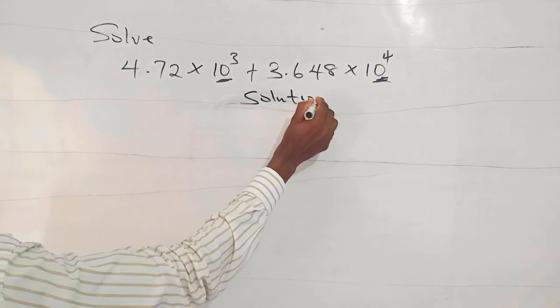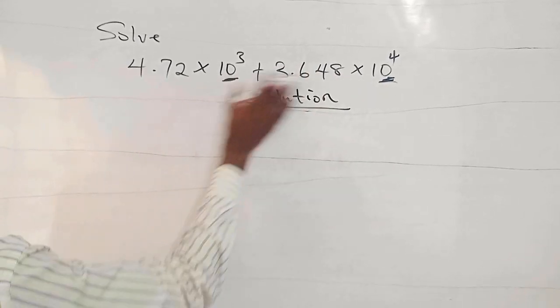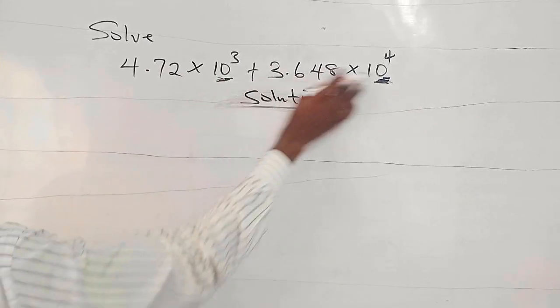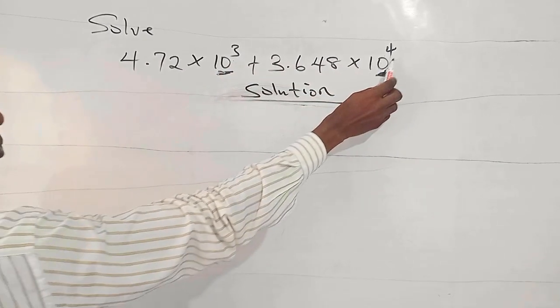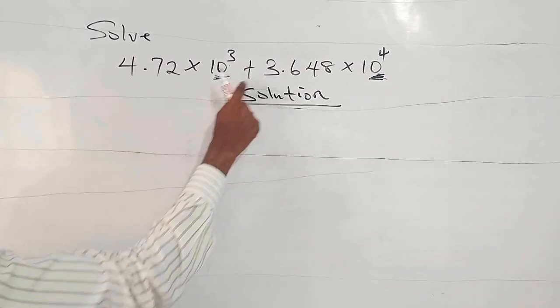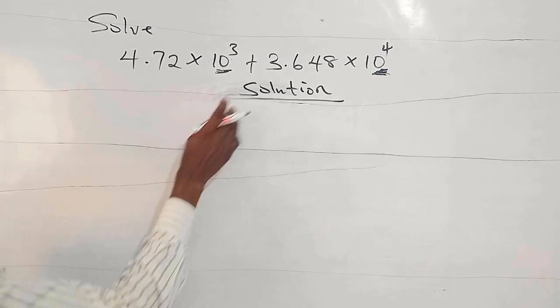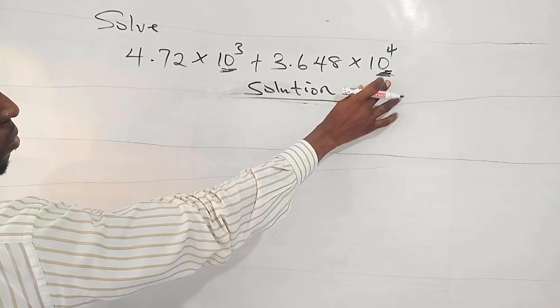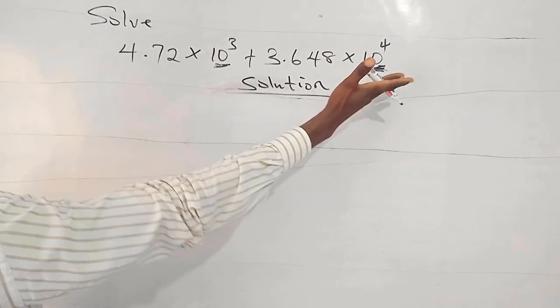Okay, addition of standard form. Solution. To add numbers in standard form, we must make sure that the exponents are equal. So this one is 3, this one is 4. We need to do something to it to make sure that they are equal before we can carry out our addition. So this one is 10 to the power 3, so let us do something to the other to make sure that we have it in 3 as well.